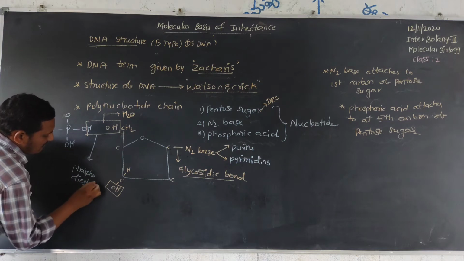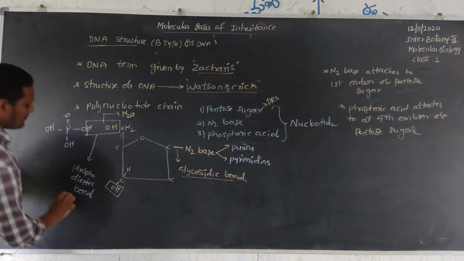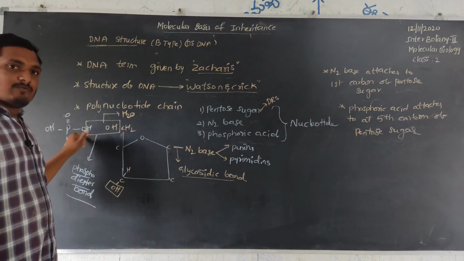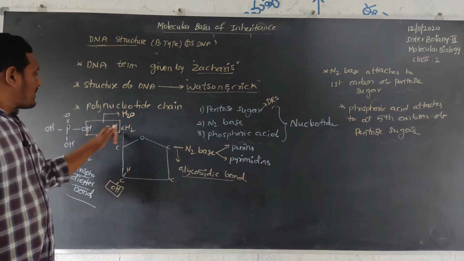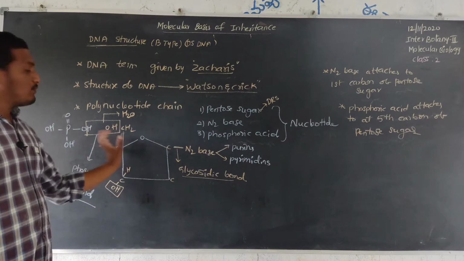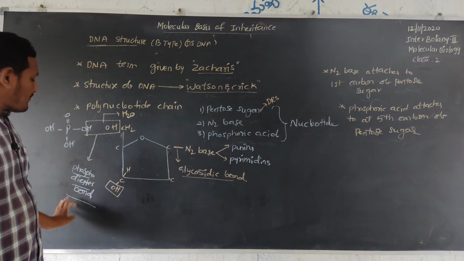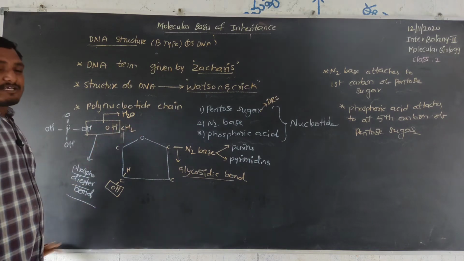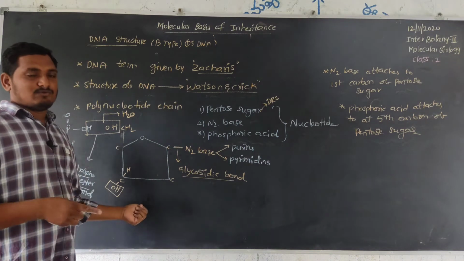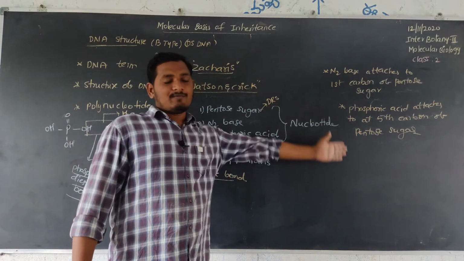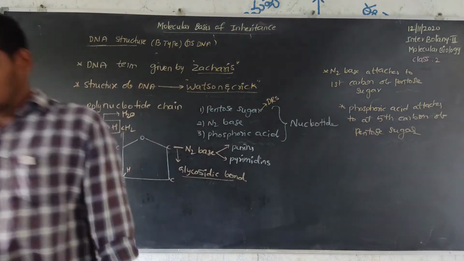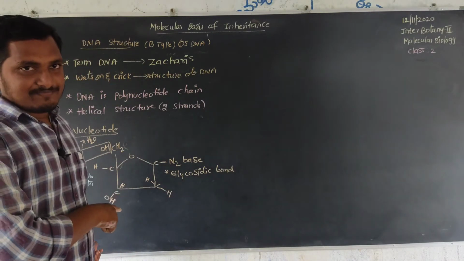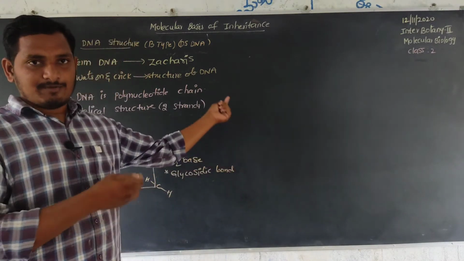This bond is called the phosphodiester bond. The phosphodiester bond is formed because the hydrogen of phosphoric acid and the hydroxyl group of pentose sugar are joined together, and a water molecule is released. This is about one nucleotide, and for many nucleotides we have to draw them one by one, the different nucleotides of the polynucleotide.